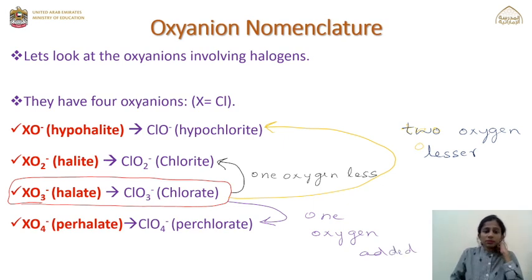So what is the pattern? The charges will remain the same. It is -1 for all of them. If you remember chlorate, and remove one oxygen, less oxygen means it will end with ITE. 2 less oxygen means it will have a prefix hypo followed by ITE. 1 more oxygen than chlorate, it will have a prefix per and the ending will be ATE. So if you remember chlorate, then based on this pattern you can memorize the others.